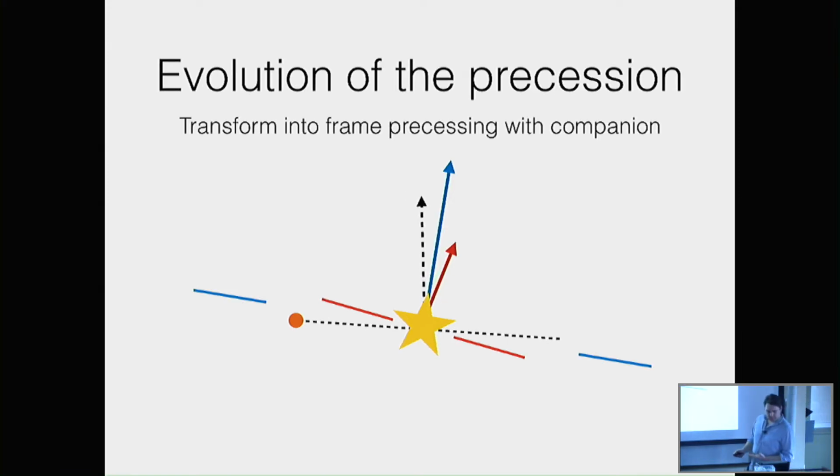So the way to understand this is not to consider it in the lab frame, but to transform into a frame that is precessing with the companion. So in this frame, the companion's orbit basically stays fixed in space, and now the outer disk is precessing around the companion. And the question is, what vector is the inner disk precessing around? Right? And you can get this with simple vector calculus. So we were in a frame where the inner disk was precessing around the companion, and now we've transformed into a frame where we're precessing with the companion.